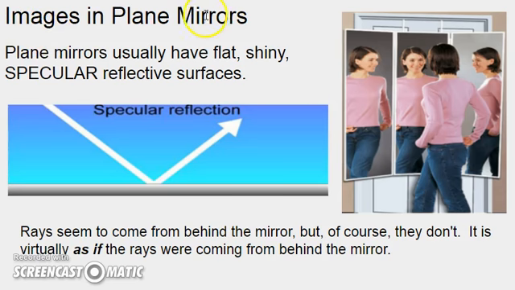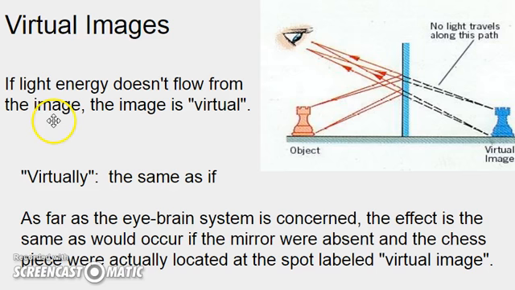Plane mirrors usually have flat, shiny, specular reflective surfaces, where light comes in and reflects off very nicely. So when we look into a mirror here, rays seem to come from behind the mirror, but of course they don't. It is virtually as if the rays were coming from behind the mirror. So really we create virtual images. If light energy doesn't flow from the image, it is virtual. Virtually means the same as "as if."